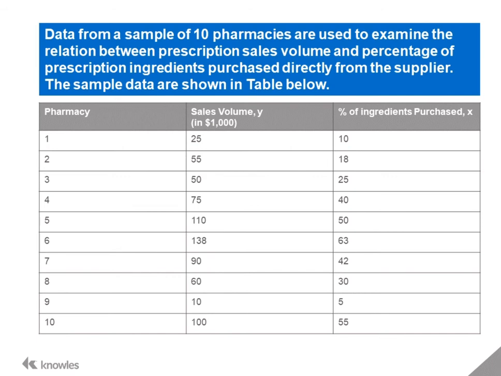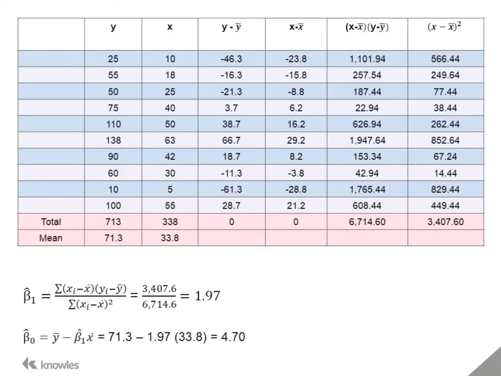Let's take a look at an example. Data from a sample of 10 pharmacies are used to examine the relation between prescription sales volume and percentage of prescription ingredients purchased directly from the supplier. The sample data are shown in table below. The best fit line is y equal to 4.7 plus 1.97x.